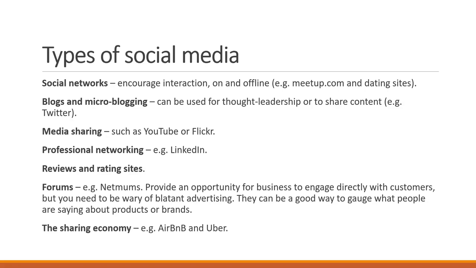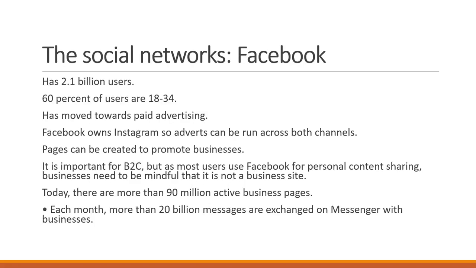We can use reviews and rating sites like Yelp. We can use forums. Now, what kind of forums we use really depends on our target audience, because most forums tend to focus on a very specific niche target audience. And then sharing, such as Airbnb, Uber, Vrbo, different places where we can share information. So we talk a lot about the different kinds of social networks.